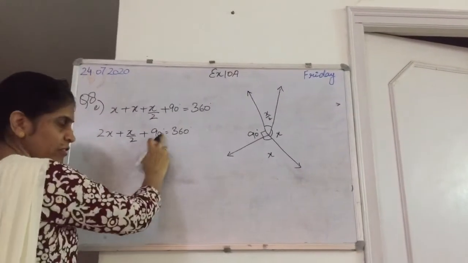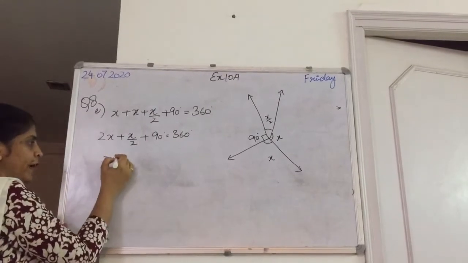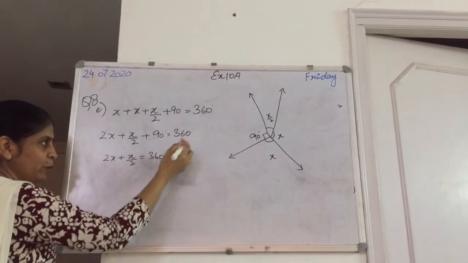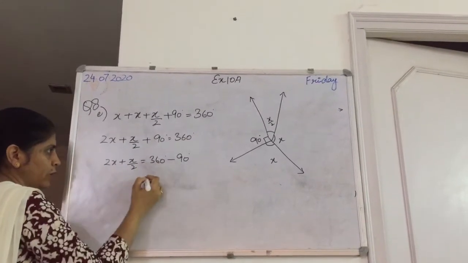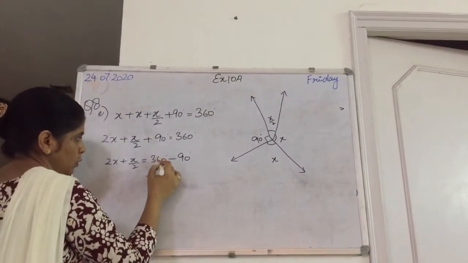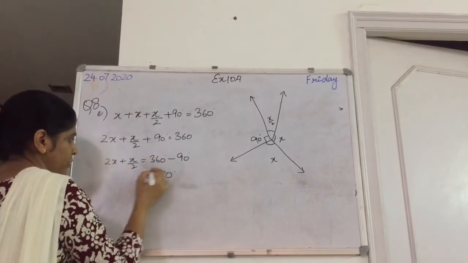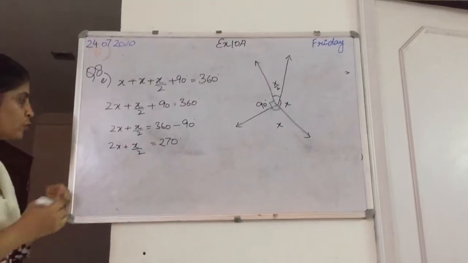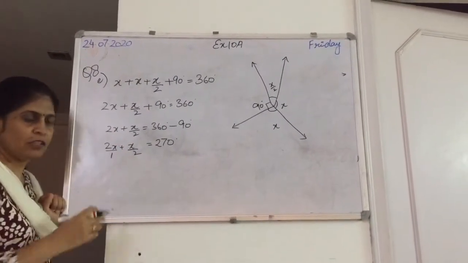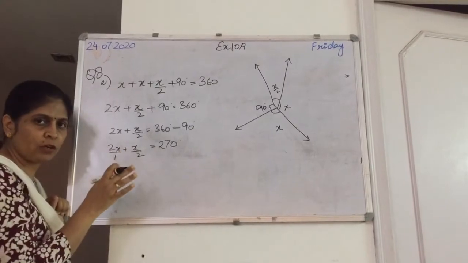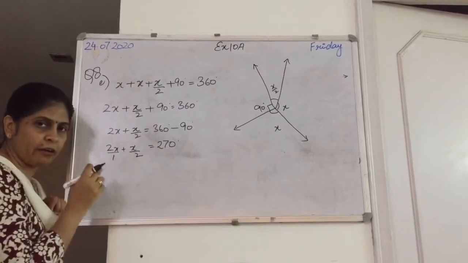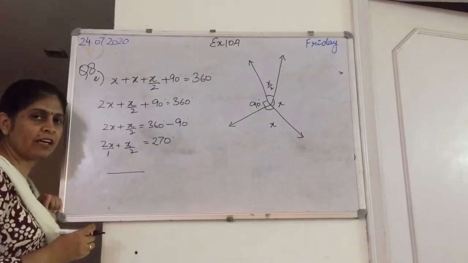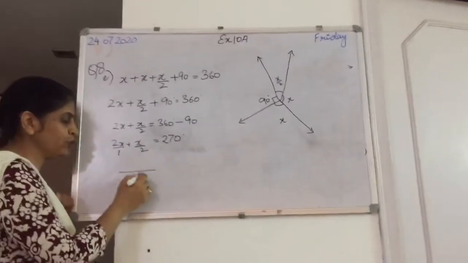Now this is a constant. We send it to that side. 2x plus x by 2 equal to 360, and 90 going that side will be minus 90. So 270 degrees. Now we have to solve this part. Students, where there is no denominator, it means 1. So we have to do it with fractions. Just add x along with the numbers. The denominators are 1 and 2, so the LCM will be 2.